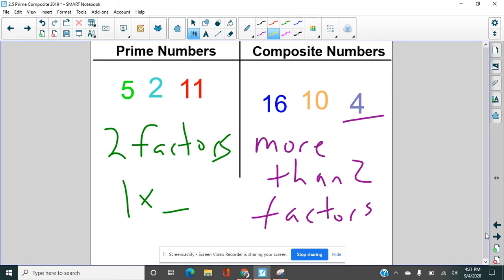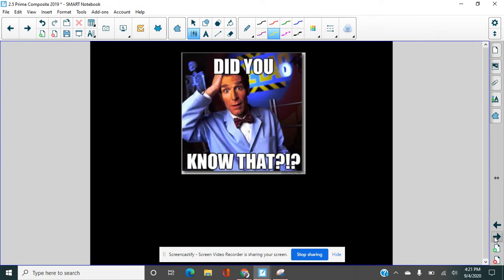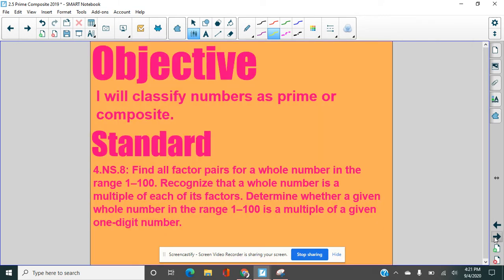Now, one way to remember, if you've ever heard of somebody talk about a composite rock, it has all sorts of different minerals and materials in it, and a composite number has many, many different factors. So, little science fact for you there. There's Bill and I asking if you knew that.